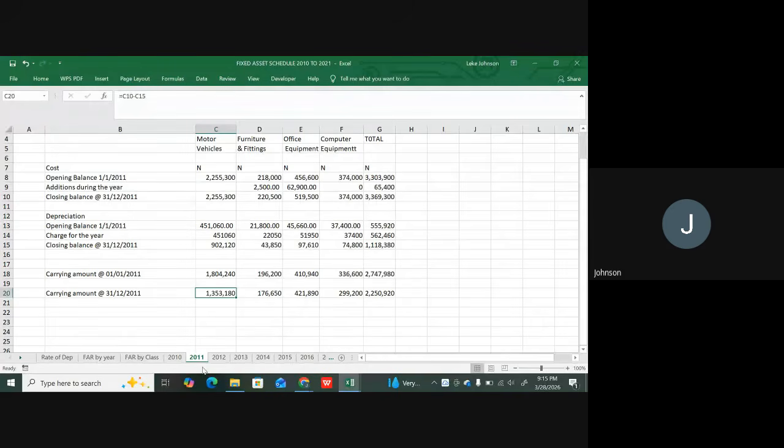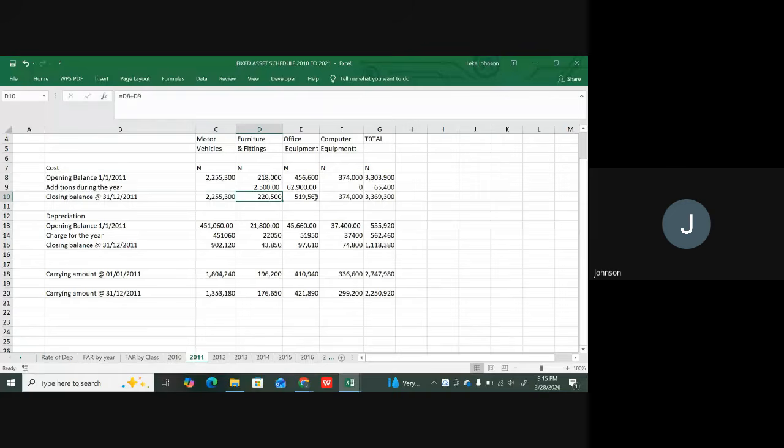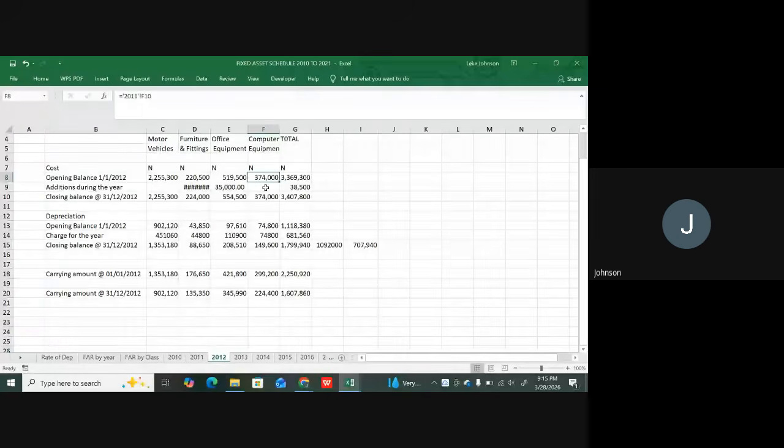Okay, let's now go to 2012. The same approach is what we applied in 2012. In 2012, you're going to have opening balance, right? You're going to pick all the opening balance, which is going to be the closing balance for last year. All the closing balance for cost last year is what they're going to pick as opening balance in 2012.